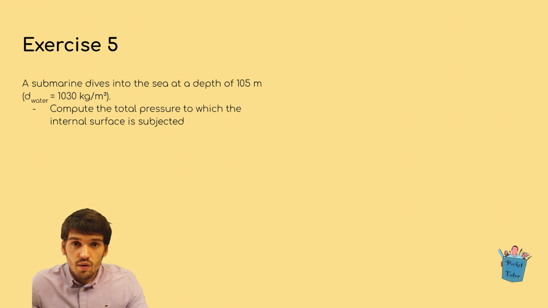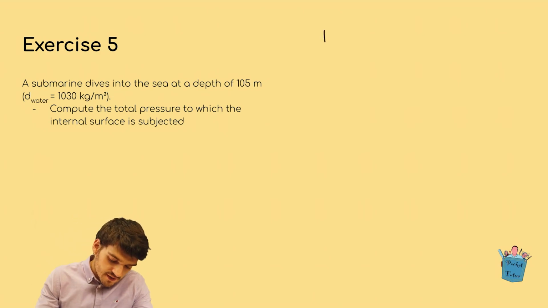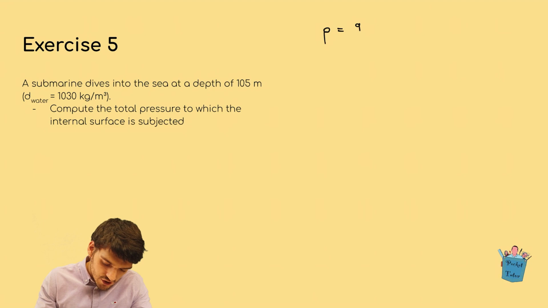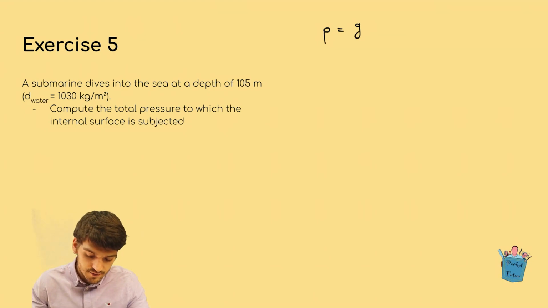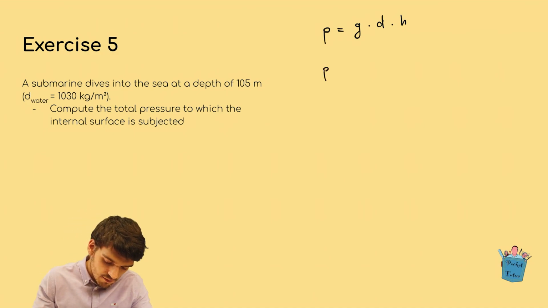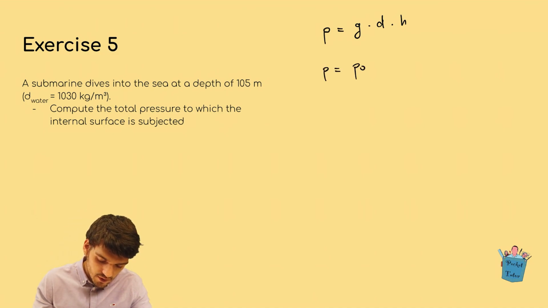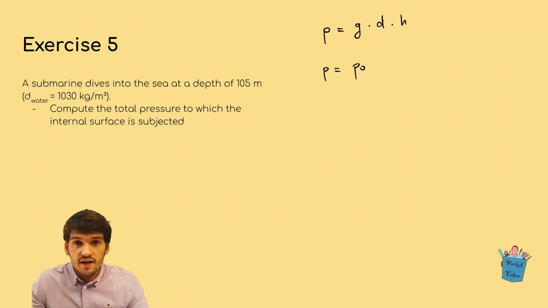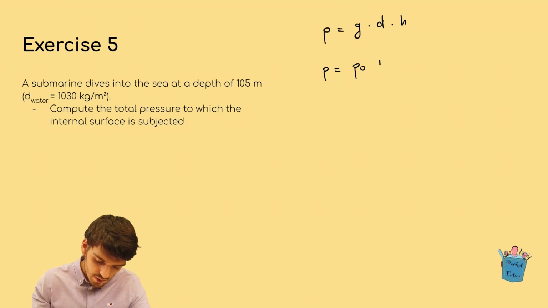In order to solve this problem, we need to recall Stevin's law, which tells us the pressure applied by a liquid. Stevin's law, in fact, says that the pressure is given by G, Earth's acceleration constant, times d, the density of the liquid, times the height with respect to which we are computing its pressure. The total pressure will then be given by P equal to P0, meaning the pressure that is already acting on top of the fluid surface, in this case atmospheric pressure, plus G times D times H.